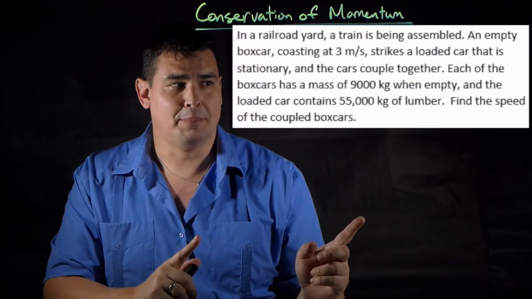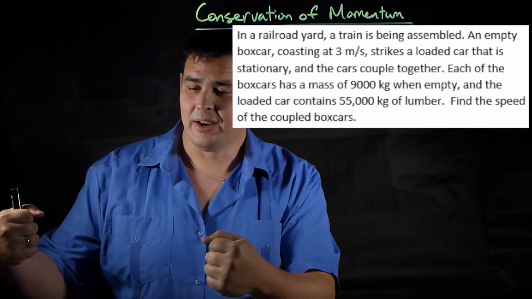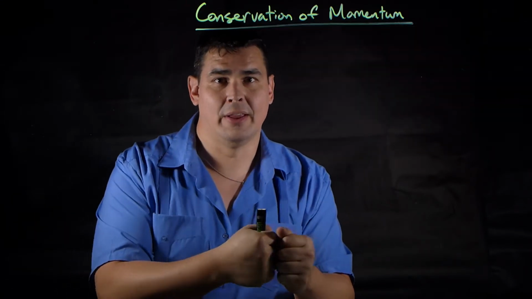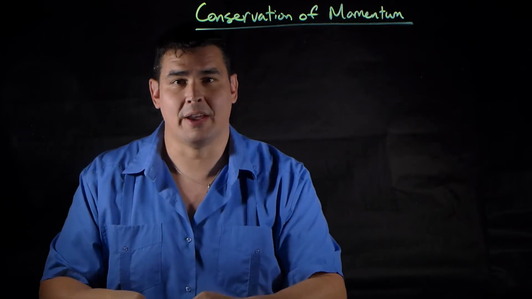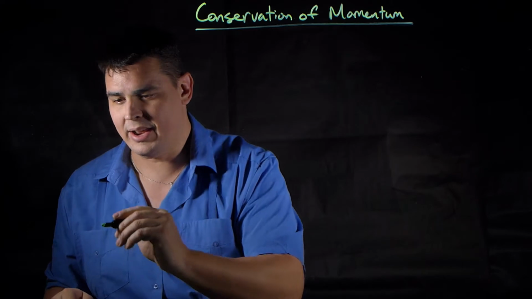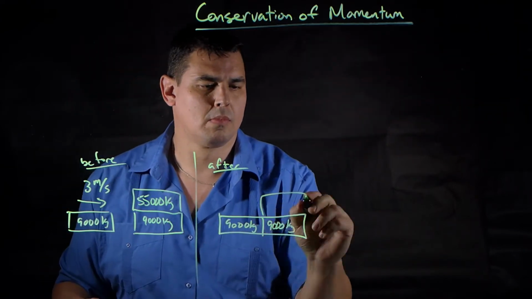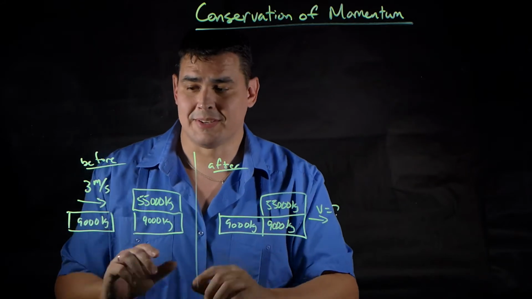So here's our first problem. This is an example of a sticking collision. I have a car that's going to be at rest, and another one's going to crash into it, and they're going to stick together. And I'm trying to find out what's the total speed of everything afterwards. So first step, most important, draw a picture. So let me draw that. Okay, so here's my setup.